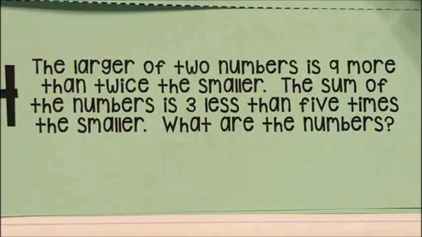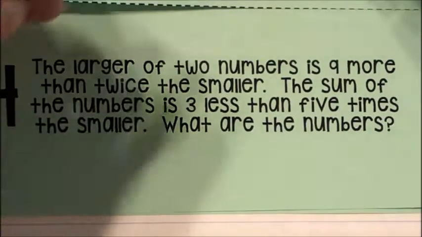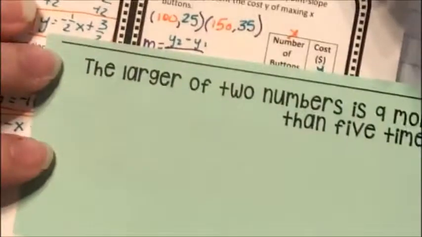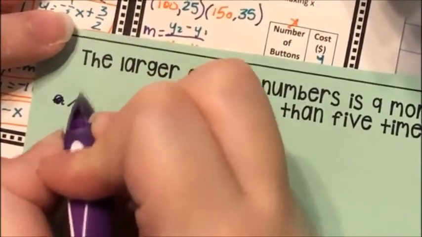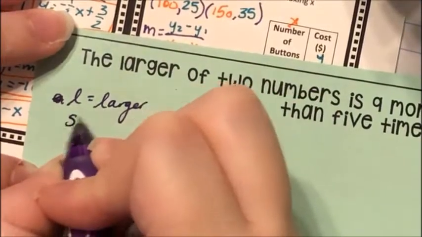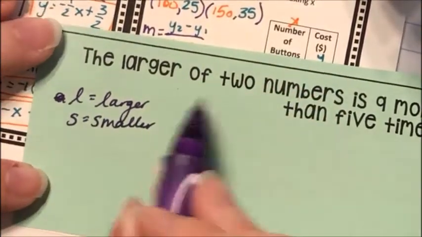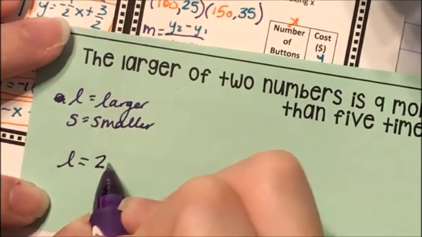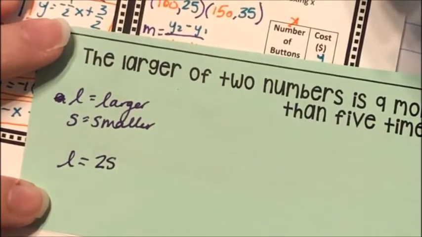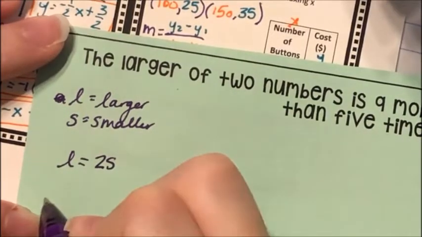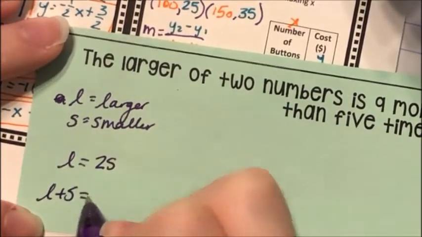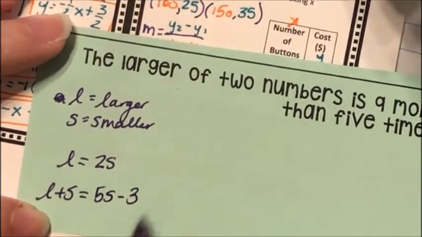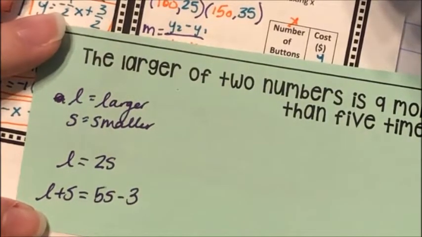All right, for number 4, it says the larger of the 2 numbers is 9 more than twice the smaller. The sum of the numbers is 3 less than 5 times the smaller. What are the numbers? So I'm going to pick 2 variables for my numbers. L is my larger number and S is my smaller. The larger number L is 9 more than 2 times the smaller one. And the sum of the numbers, L plus S, equals 3 less than 5 times the smaller. So 5 times the smaller minus 3. Those are my two equations.